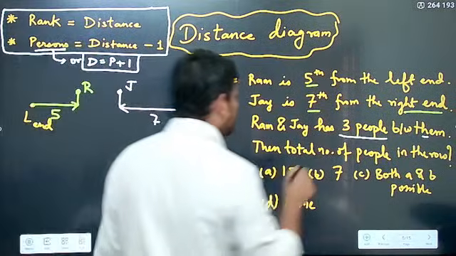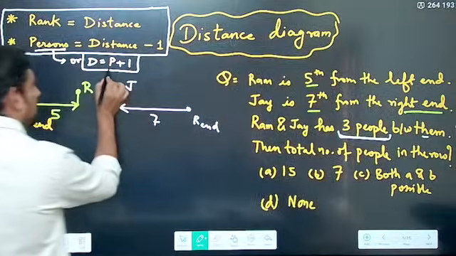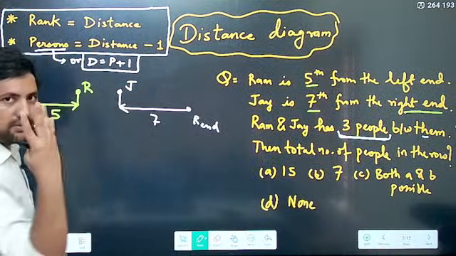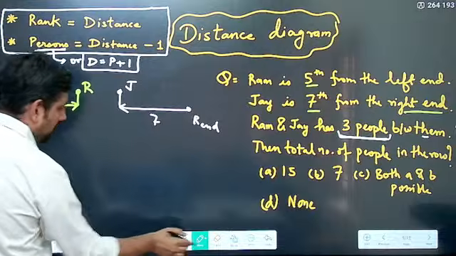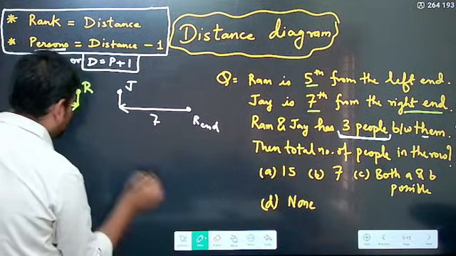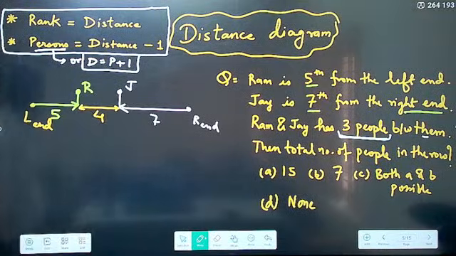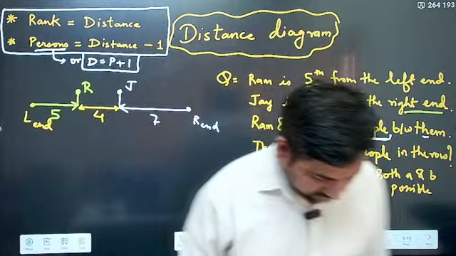So how many people are there? There are 3 people between them. So distance will be what? 3 plus 1. 3 plus 1 is 4. So this distance will be 4. This you understand? Everyone?